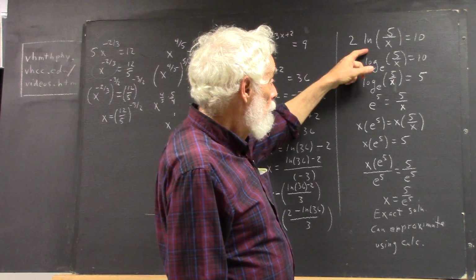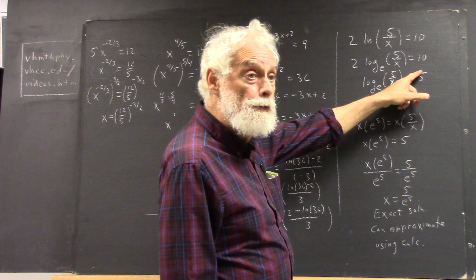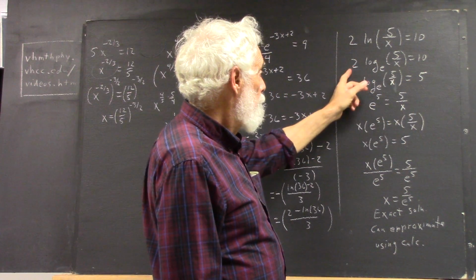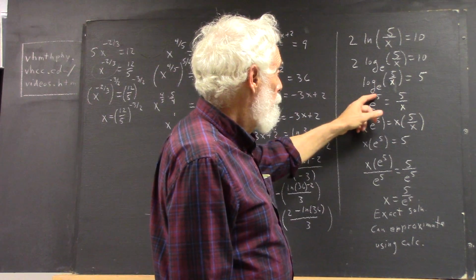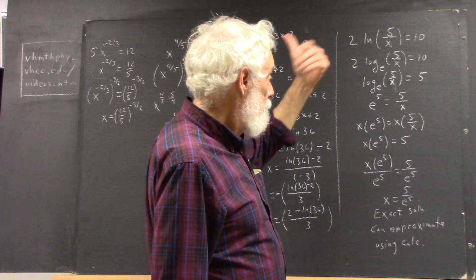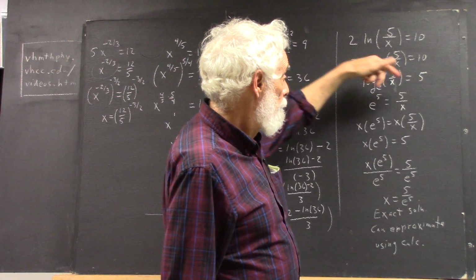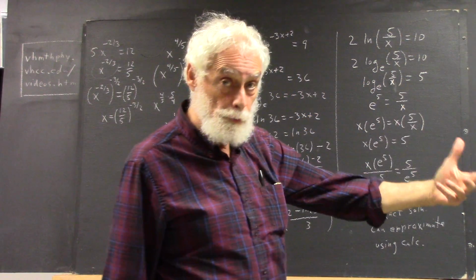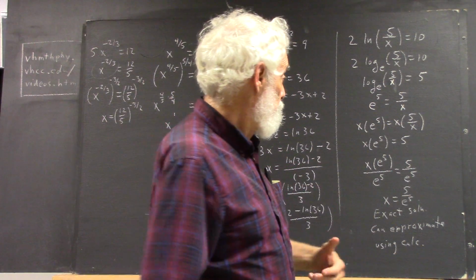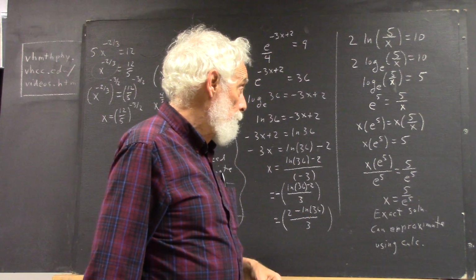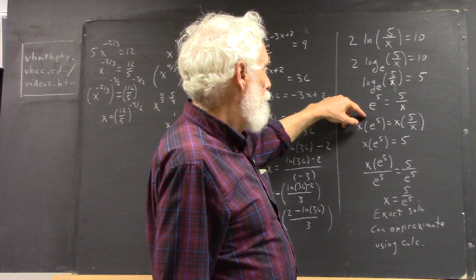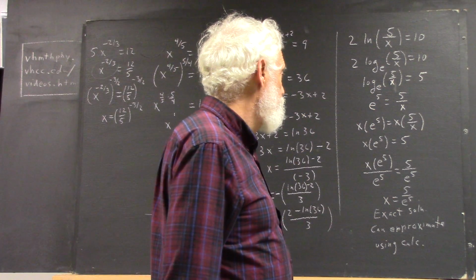And you really want a log with a base so that you can convert it. Okay, well, we can't convert yet. We have to divide both sides by 2 to get log e of 5 over x equals 5. Now we can convert. E to the 5th equals 5 over x, using our rules, which we practice enough that we get them straight and we remember how they work. Okay? So we get e to the 5th equals 5 over x.